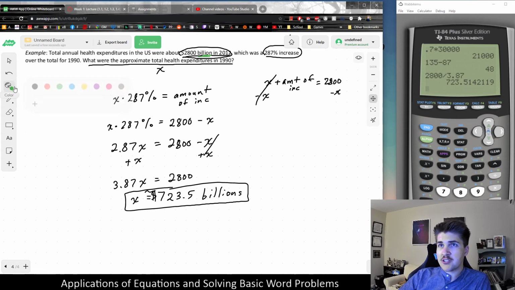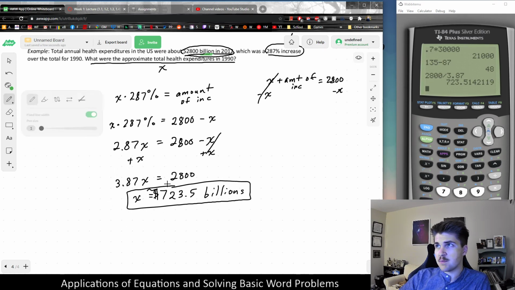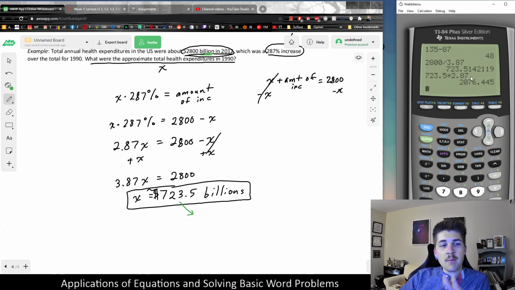Let's make sure it makes sense. What I'm saying is that if this increased by 287%, it should be 2,800. I could check by just multiplying that out. If I take this answer and multiply by 287%, which is 2.87, that will give me this. And remember what I said about percent increase, that once I do that, this is the amount of increase, not the final amount. So if I then add it to the original amount, this should give me the new amount. And notice that makes sense. If I increase this by 287% of the original, that means I'm increasing it by this amount, which when added to the original gives me 2,800. And so there we go.